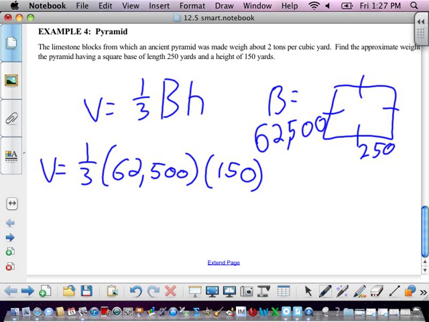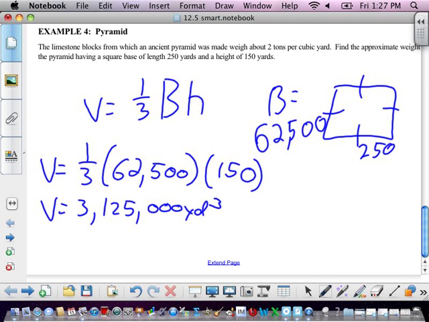Pyramids are big. All right, I know it's 150. I get that the volume is 3,125,000 yards cubed, but that's not what it asks, right? It asks us to find the approximate weight of the pyramid. Oh, so that's our volume. We want to find the weight.